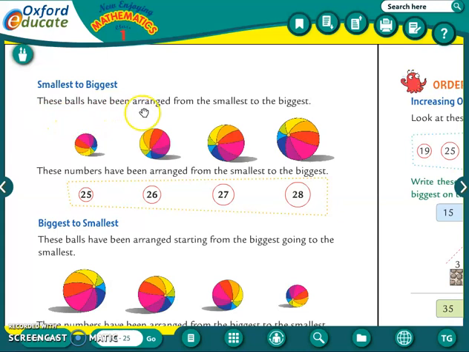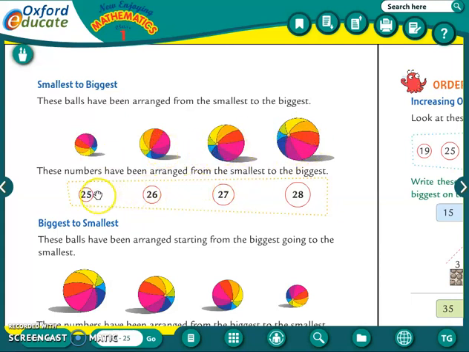These balls have been arranged from the smallest to biggest. See the size of the ball. This is a small ball. This ball is bigger than this ball. Then this ball is bigger than this ball. And this ball is biggest. So this is smallest to biggest.